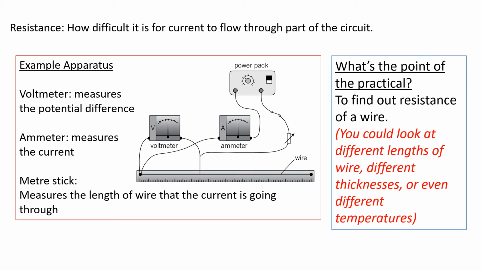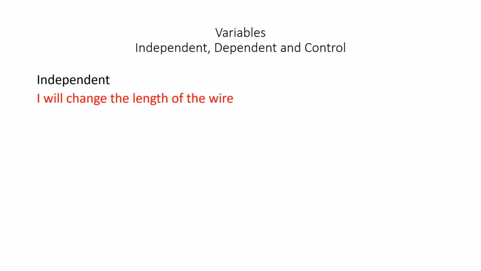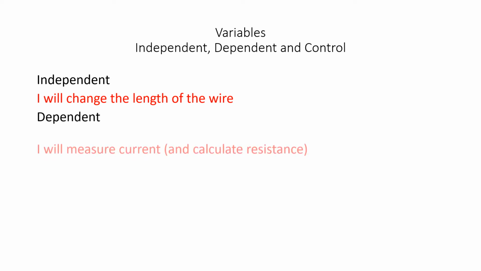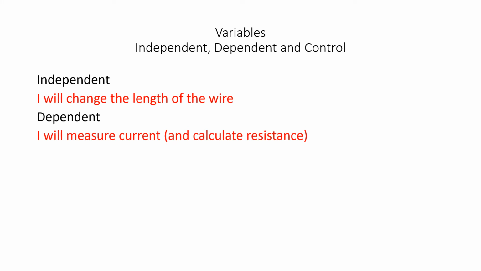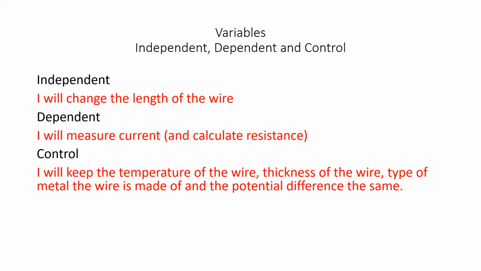If you look at the different lengths of wire and different thicknesses or even different temperatures, you can see how this impacts on the flow of current. There are 3 variables within this practical investigation: the independent, the dependent, and the control. The independent variable is what we change, and that is the length of the wire. The dependent variable is the current. And the control variable, there are lots of things that you can keep as the control variable, and they all have an impact on the resistance of the wire.